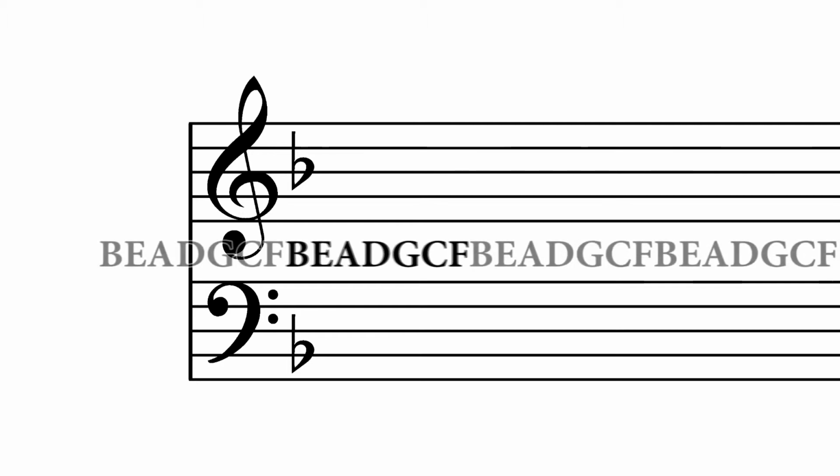However, when you consider the order of flats, B, E, A, D, G, C, F, and imagine it repeating over and over again, B, E, A, D, G, C, F, B, E, A, D, G, C, F, the flat directly before B flat is F. You must remember, however, that F does not have flat in its name. All of the flat keys have flat in their name, except for F.